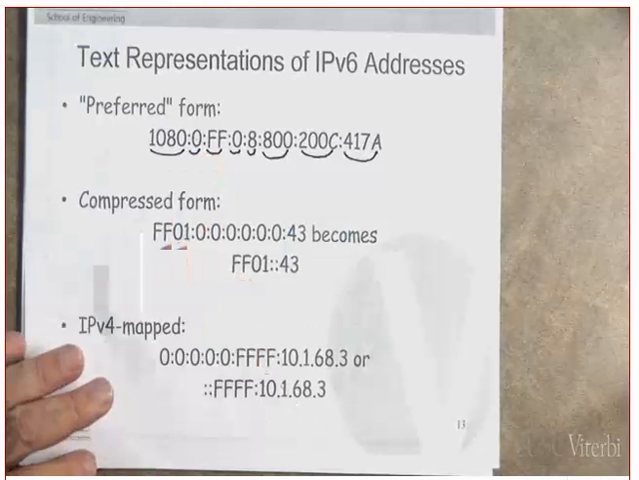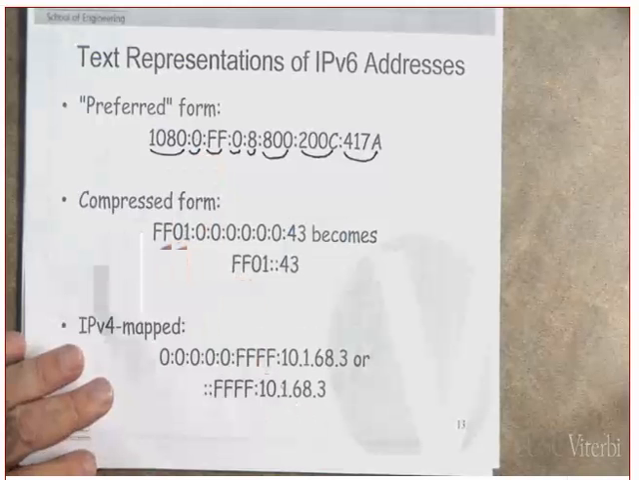So the global unicast address is the same as in IP version 4 when you say my IP address is a unicast IP address. Here they call it the global unicast address. It always starts with 0010, which means the first 3 bits are 001. It is the global routing prefix.